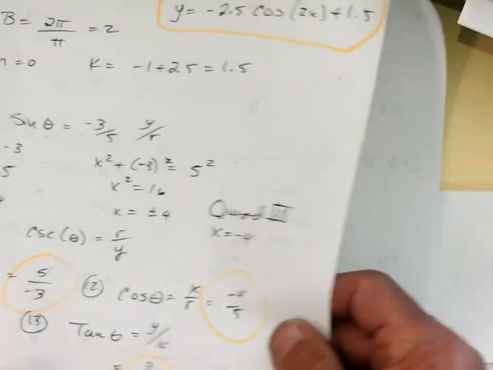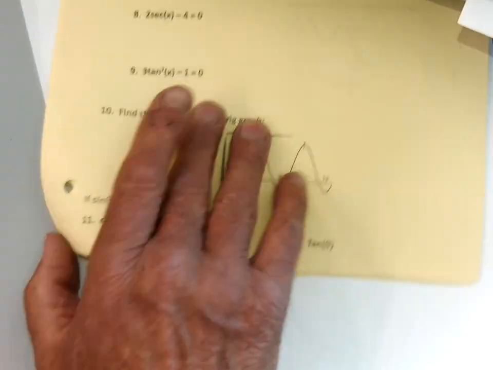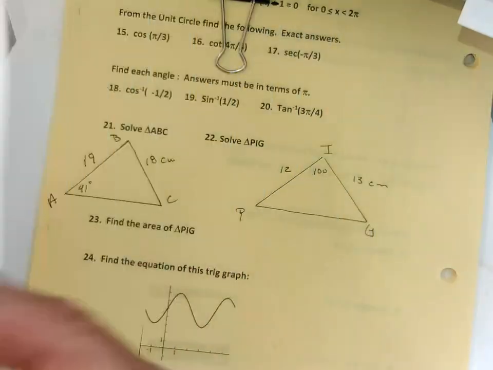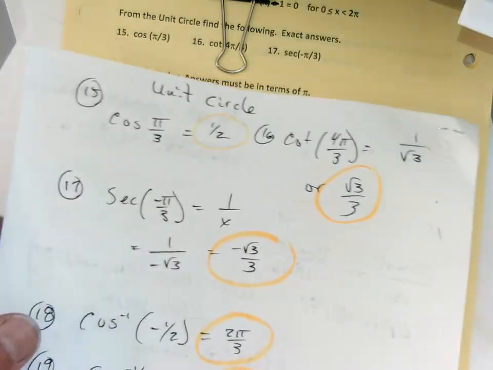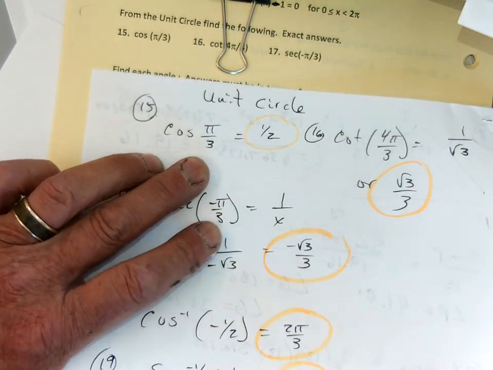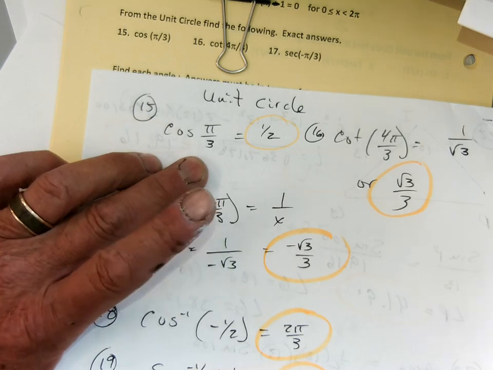All right, moving on to the back side. Hopefully this isn't too bad for you. 15 again is unit circle. Let's see, where do I have 15? Oh, here's 15. The x value is at pi thirds.